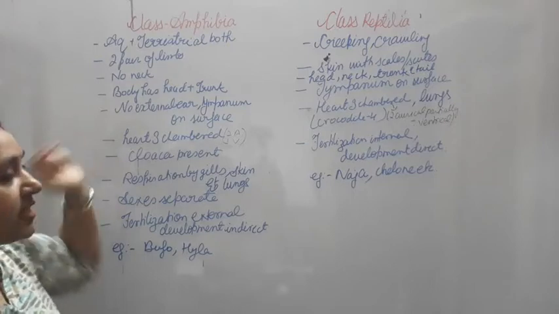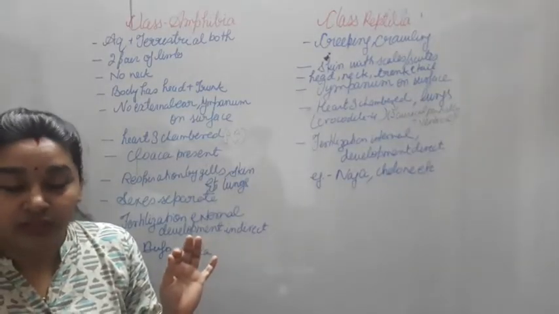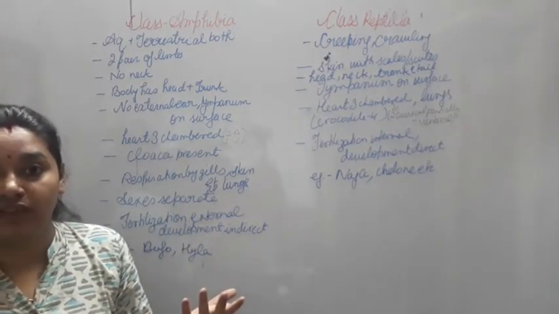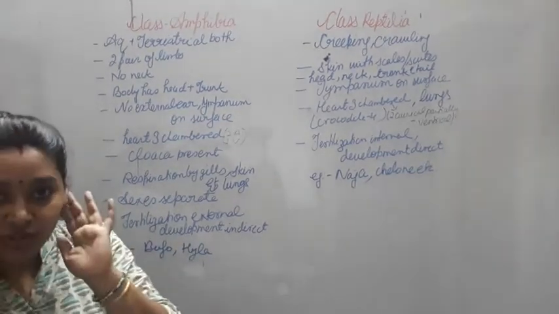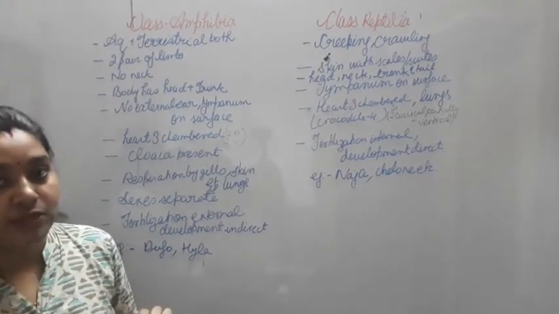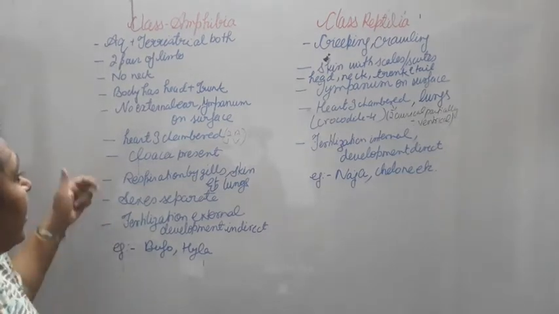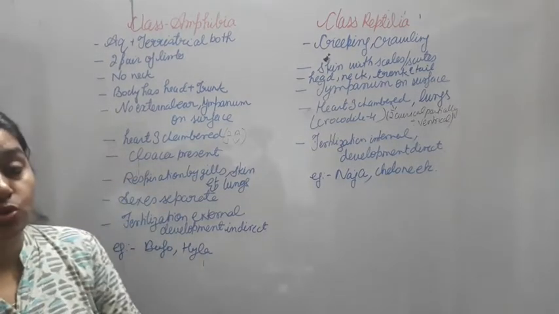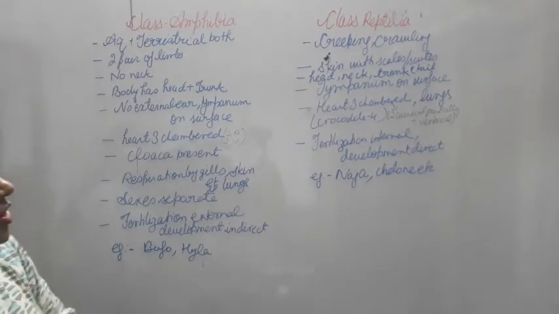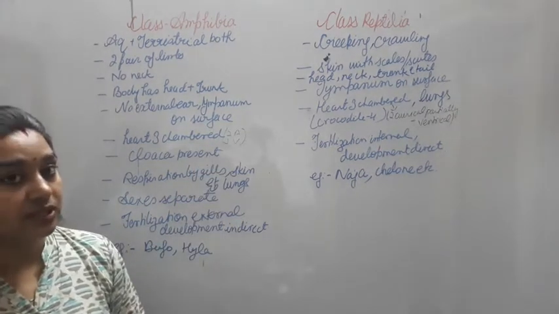There is no external ear. Have you seen any frog having an ear? No, na? Any salamander having an ear? I don't think you have seen it. Any toad, or turtle, or tortoise? So they don't have any external ear, just a tympanum is present on the body surface, which gives them the sensation of hearing. They have a three-chambered heart, in which 2 auricles and 1 ventricle are present in their body.